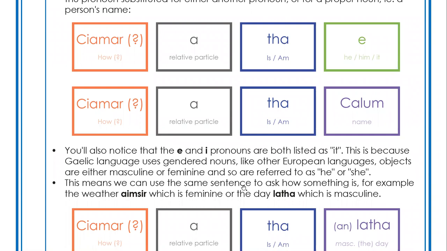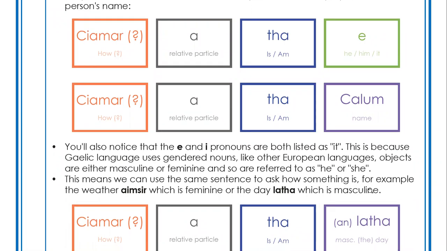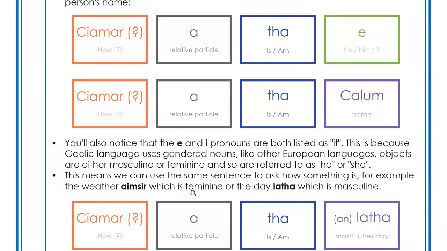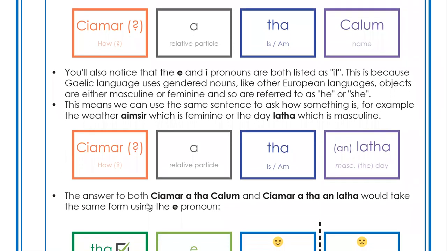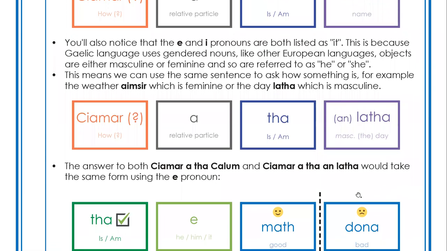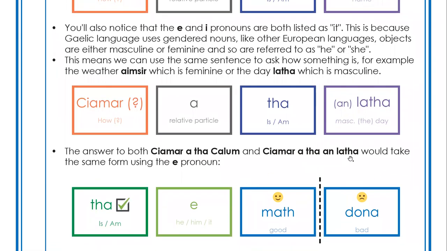This means we can use the same sentence to ask how something is. For example, the weather, an t-sìde, which is a feminine word, or about the day, an latha, which is masculine. Ciamar a tha an latha? The answer to both ciamar a tha Callum and ciamar a tha an latha would take the same pronoun, e, because latha is masculine, as is Callum.